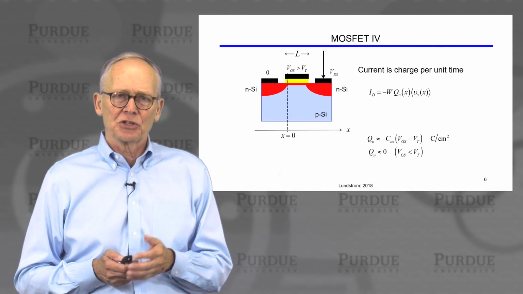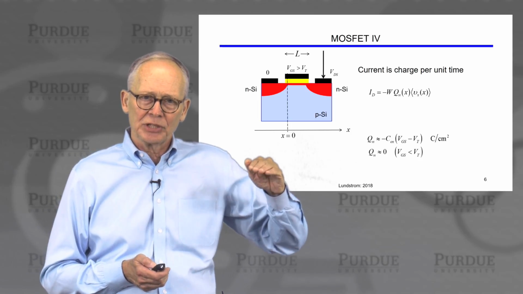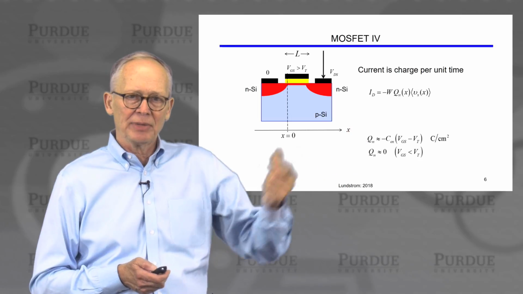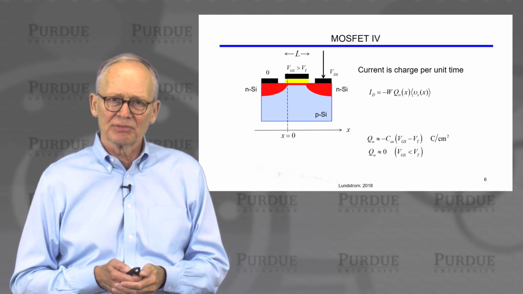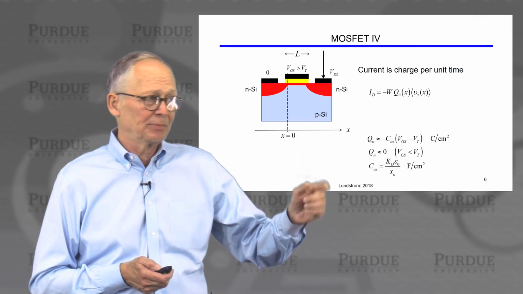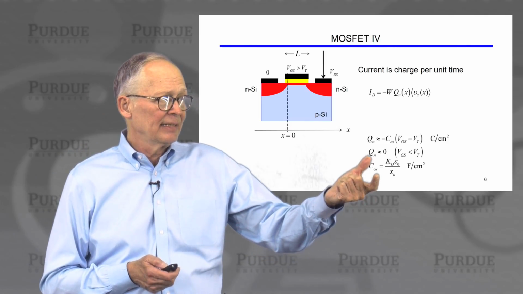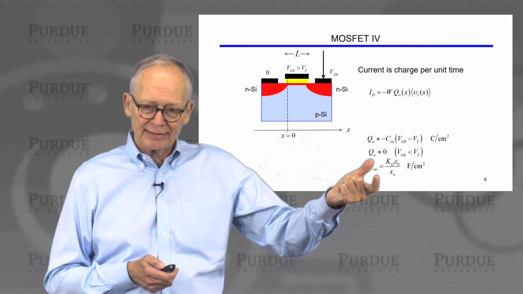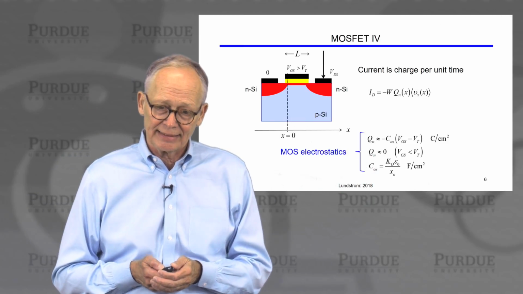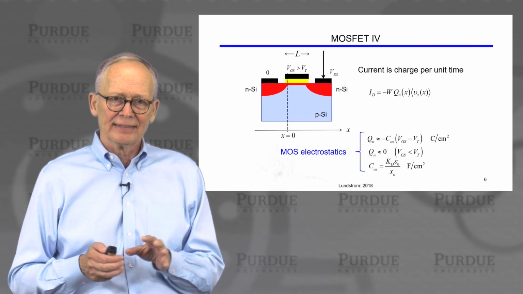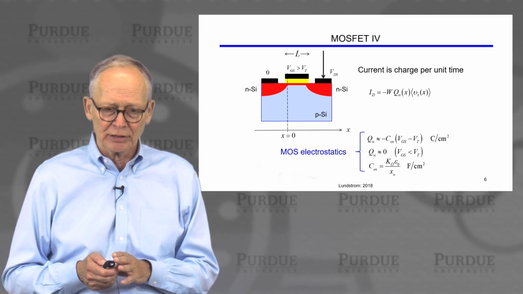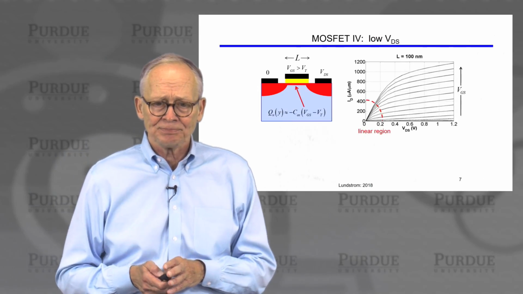We're going to assume that the charge is 0 if the gate voltage is below threshold. The charge is Cox (Vg minus Vt) above threshold, and it's got a negative sign because it's electrons. And this oxide capacitance is just the relative dielectric constant of the oxide times epsilon naught divided by the thickness of the oxide. So this is some MOS electrostatics that we will talk about in much more detail in the next unit.